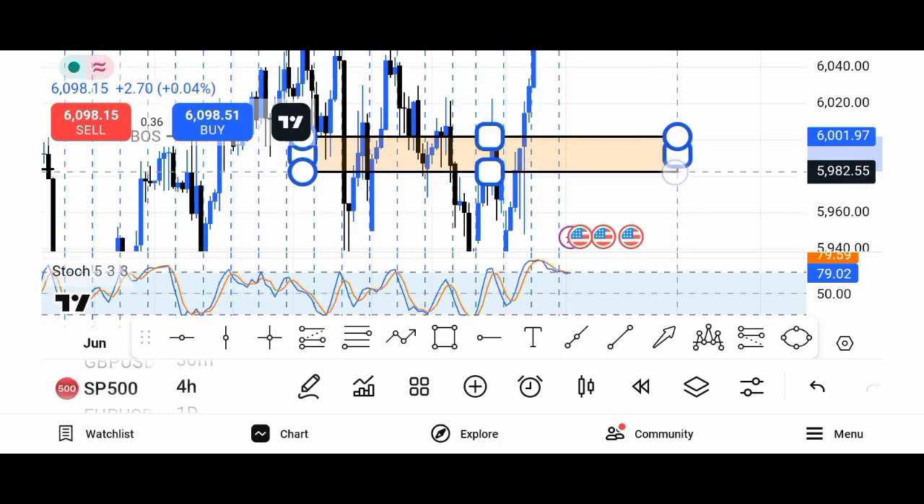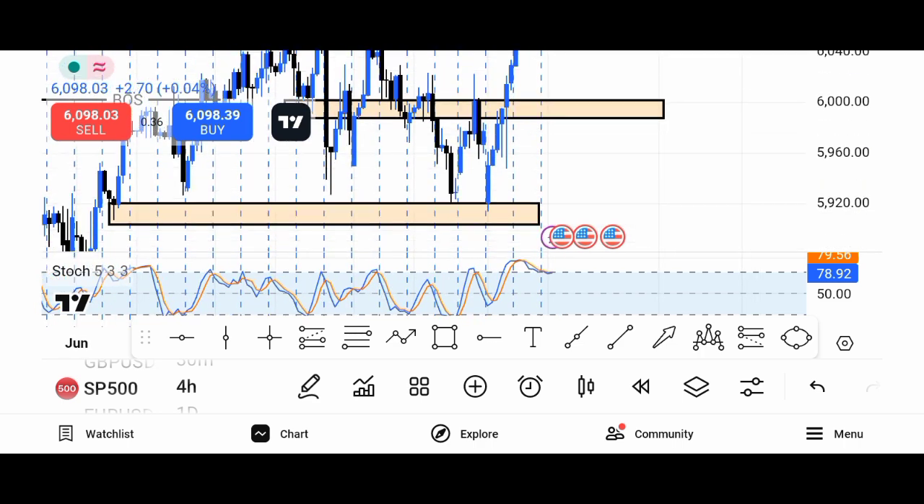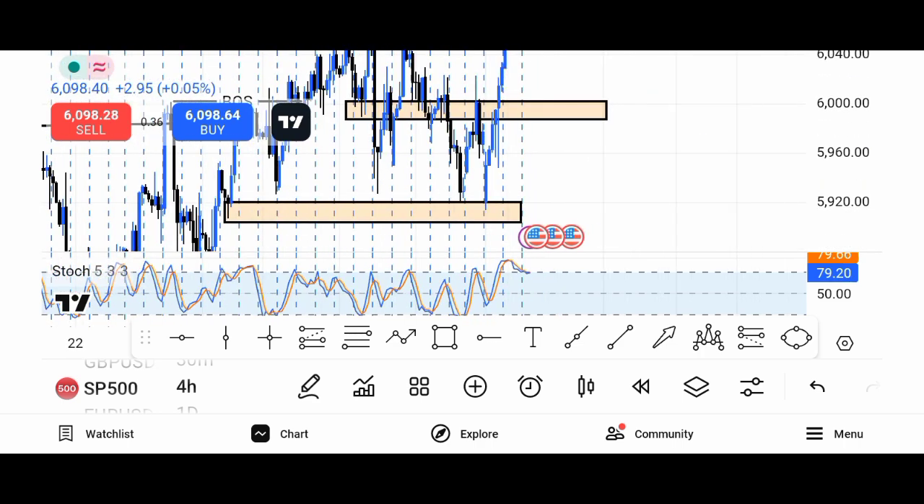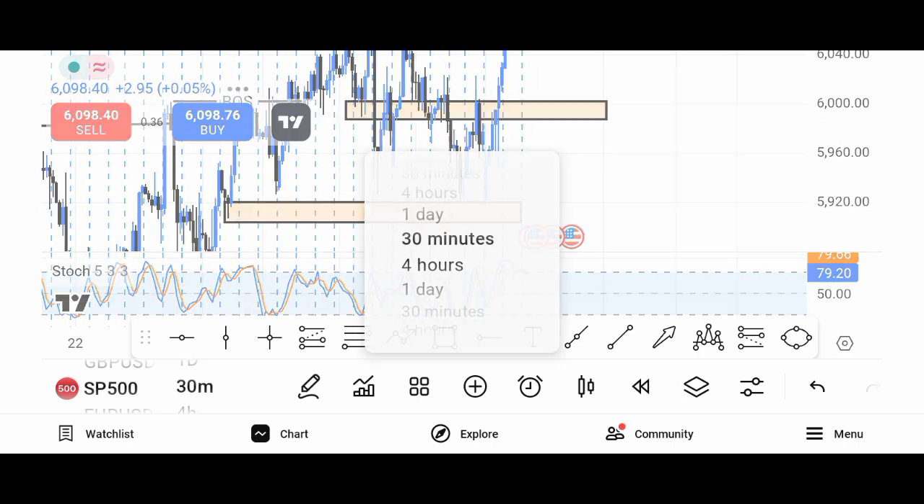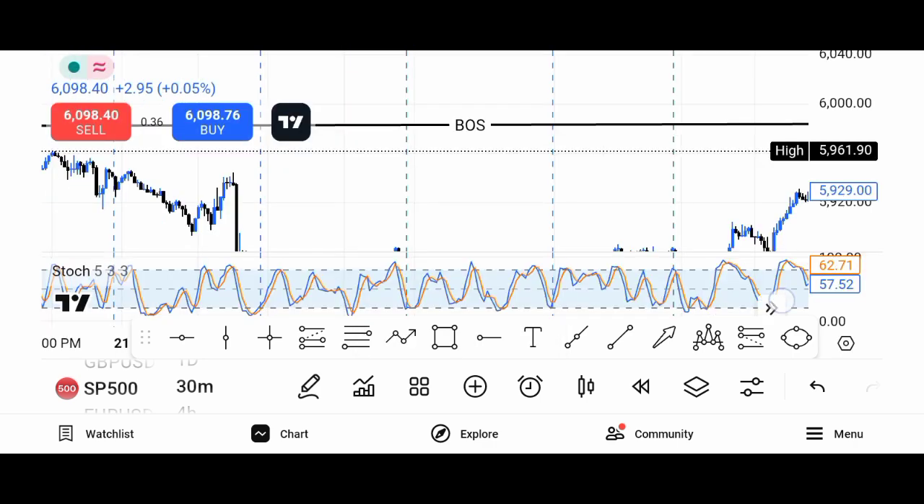And I'm recording this video in school, so I'm kind of by the road, so there's going to be a motor sound, so you guys should be able to hear it. And looking at everything, I'm going to move to the 30-minute time frame. That's where I'm making my trade. I love the 30-minute time frame.